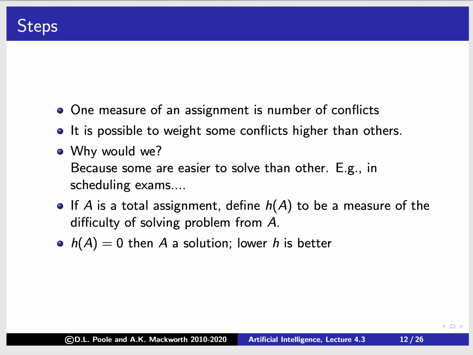And if H is an assignment, a total assignment, define H of A to be a measure of the difficulty in solving the problem from A. So if H is 0, then A is a solution, and lower H is better. That's what we're really going to do. We're going to choose the value so that we try to minimize H. So it tells us how hard it is to solve things. We're going to try to do the biggest steps, which means solving the most difficult problems first.